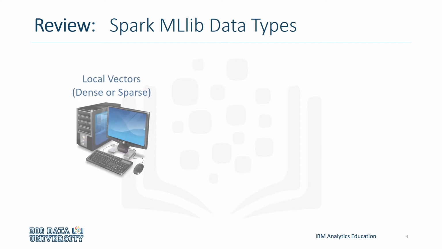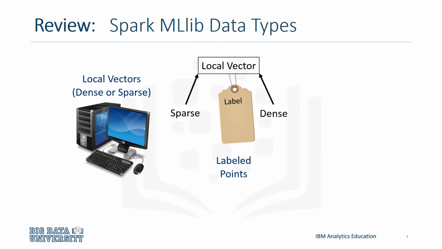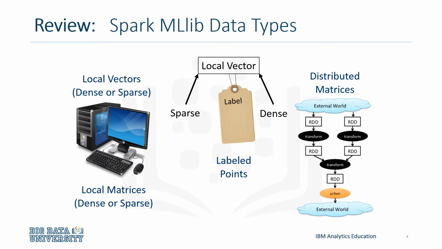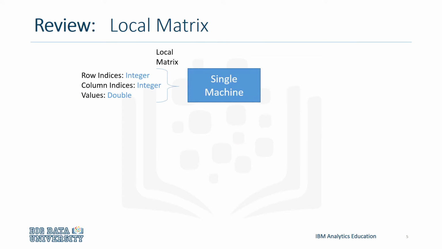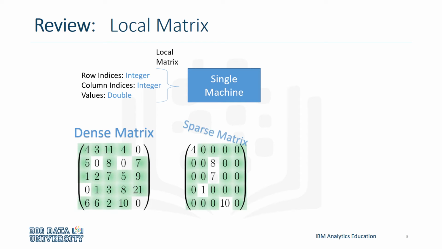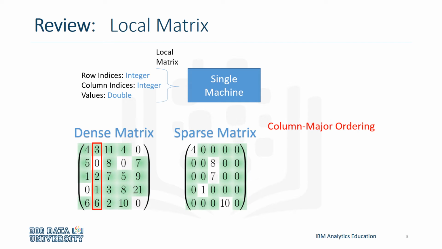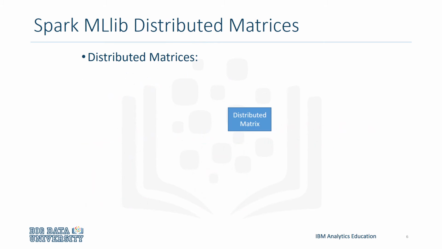Recall that Spark MLlib supports local vectors, labeled points, and local matrices that are generally stored on a single machine. However, Spark MLlib also supports distributed matrices that are backed by one or more resilient distributed datasets, or RDDs. Remember that the local matrix may be either dense or sparse, and that Spark MLlib supports column major ordering and row major ordering. This brings us to our current topic, distributed matrices and the 4 types that Spark MLlib supports.